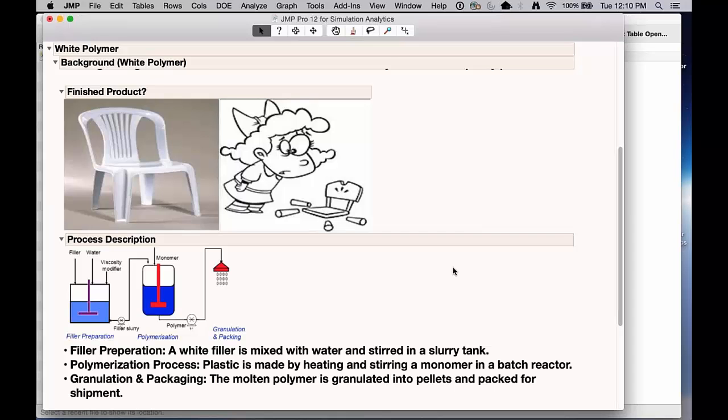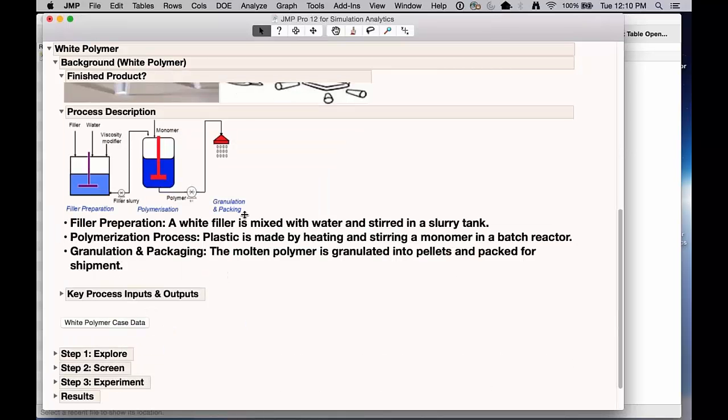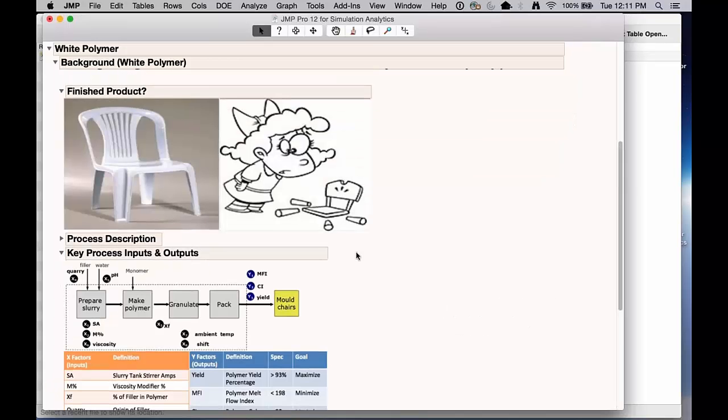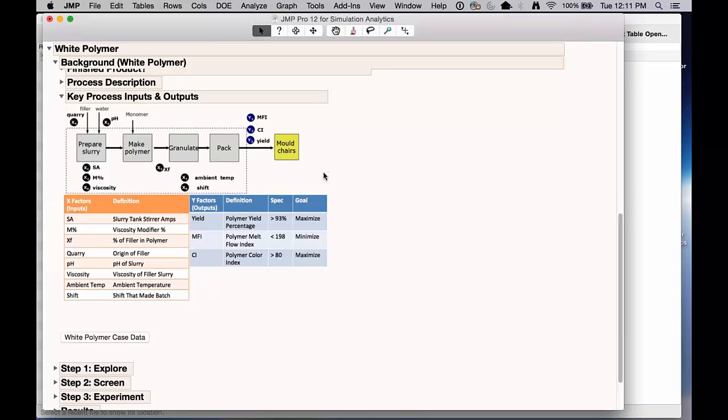Now, of course, we're going to simulate this, and there is a process. Here's the general process that we're looking at. I have to prepare a filler prep, mixing everything in a tank, and then I have to apply a polymerization process to it, and eventually I'm going to get these white plastic granules that I'm going to melt down into my final product.